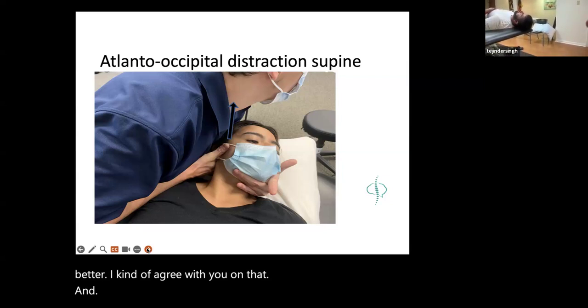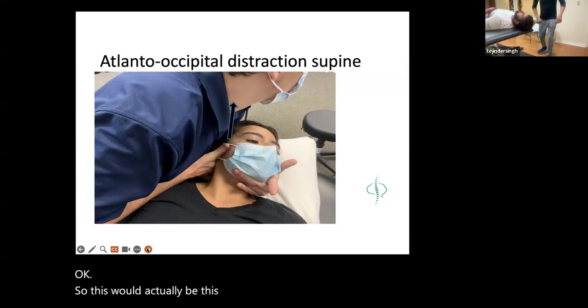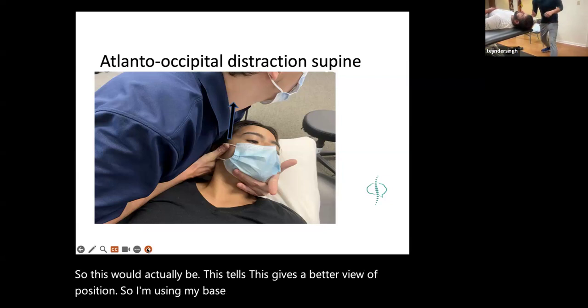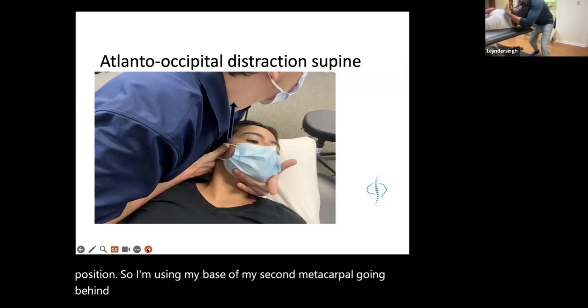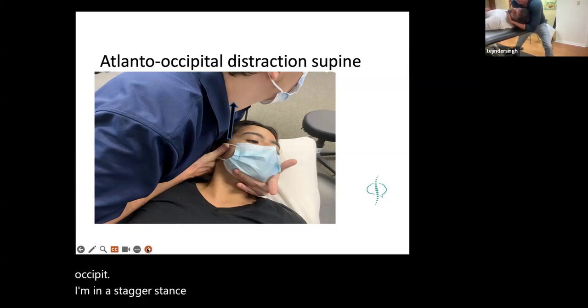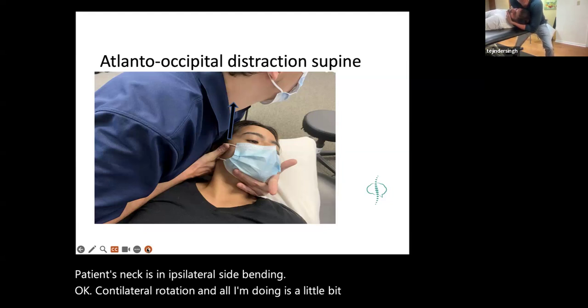Yeah. So this gives a better view of position. I'm using the base of my second metacarpal going behind the occiput. I'm in a stagger stance position. The patient's neck is in ipsilateral side bending, contralateral rotation. And all I'm doing is a little bit of a weight shift.